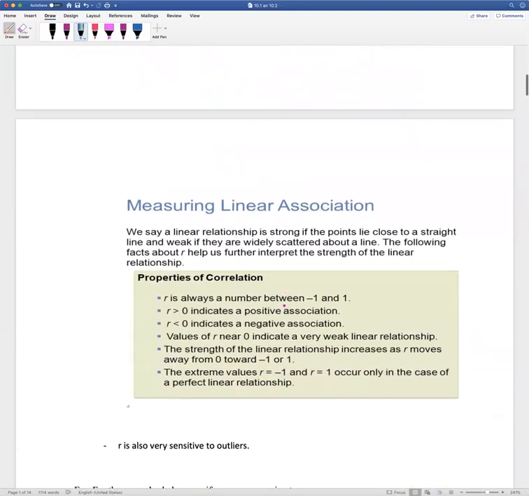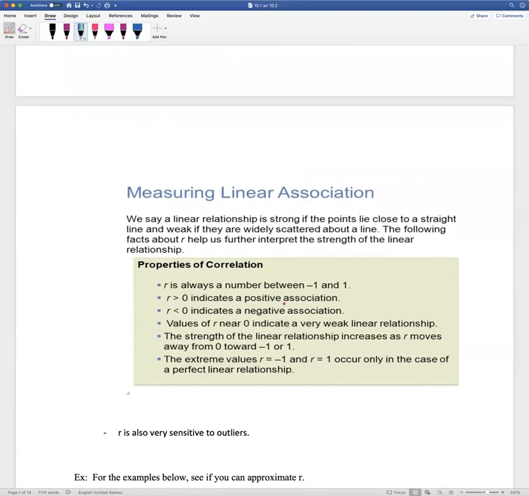So when we talk about this idea, again, of properties of correlation, we know that R is always a number between -1 and 1. R is positive means we have a positive association or a positive slope, so the line's going to go up like this. R is less than 0, R is negative, means we have a negative association, we're going to have negative slope. Positive slope means as one variable increases, the other variable increases as well. And negative means as one variable increases, the other variable is going to decrease.